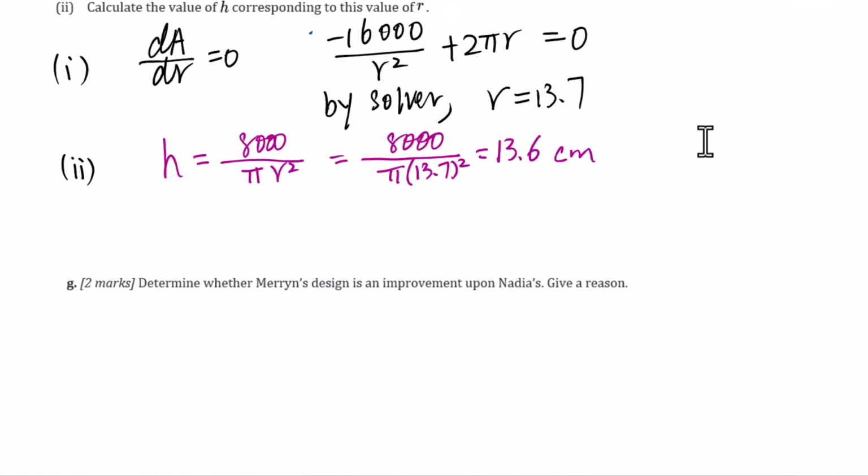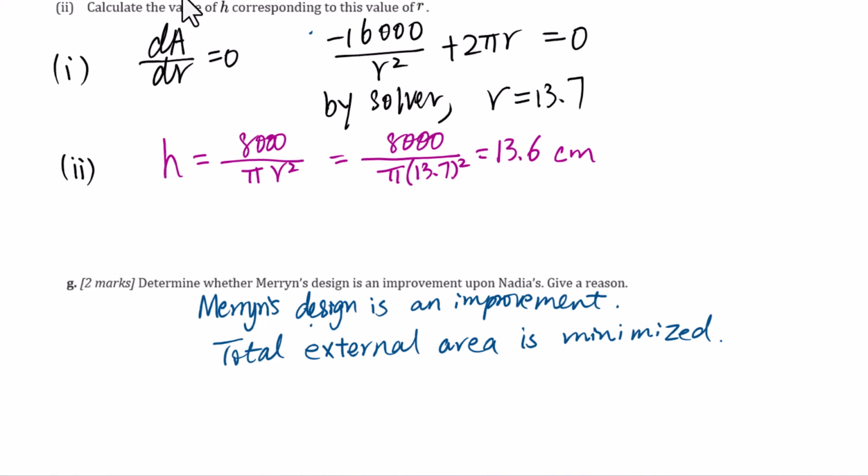G. Determine whether Marion's design is an improvement upon Nadia's. Give a reason. Marion's design is an improvement because the external surface area is minimized. Or you could say the height is more practical and so on. I will use total external area is minimized as the reason.